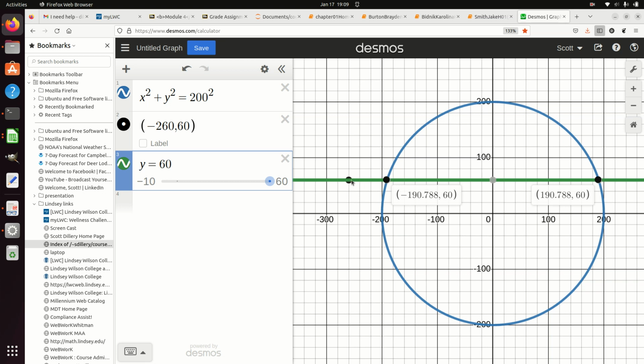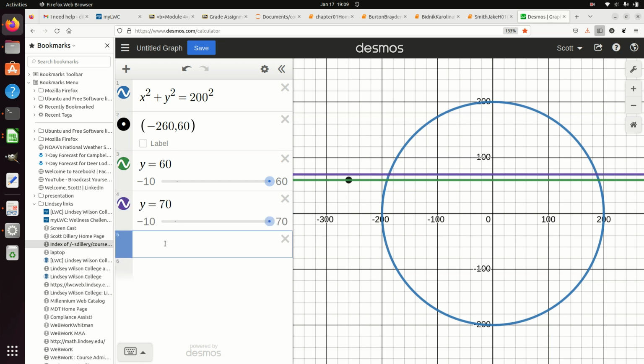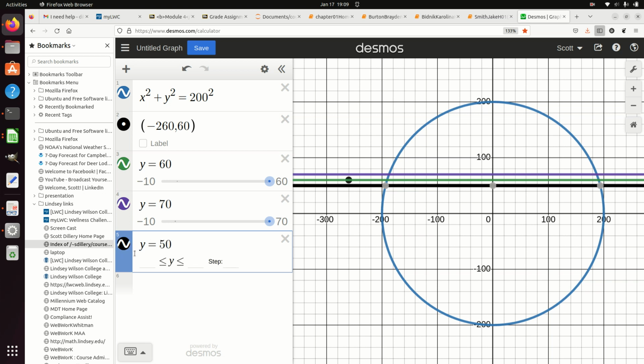Now that's where the center of the combine hits, but the combine's 20 feet wide, right? So you actually would be 10 feet on either side of this. So I could put in something like y equals 70. That's the top, and y equals 50. That's the bottom of the path.